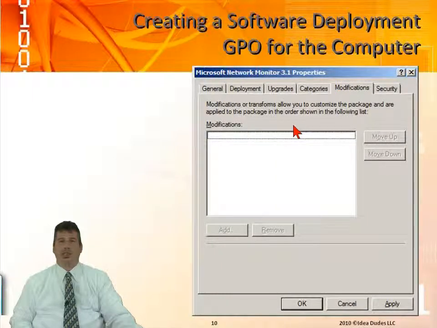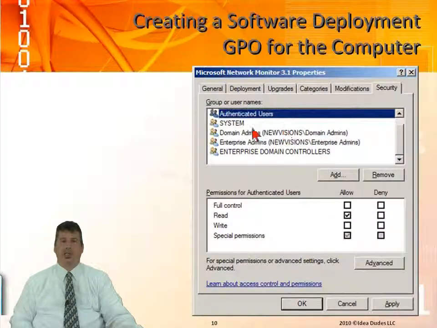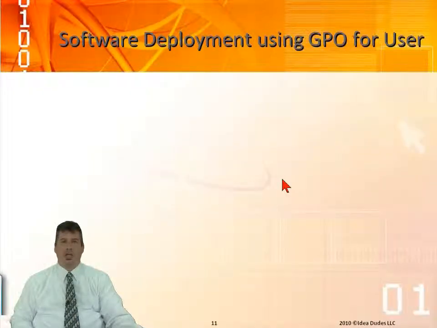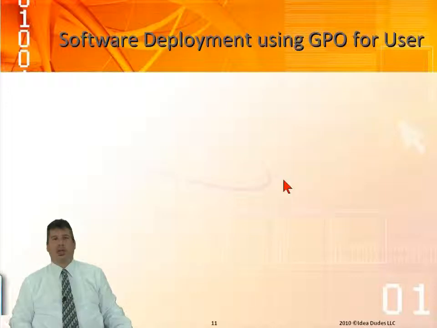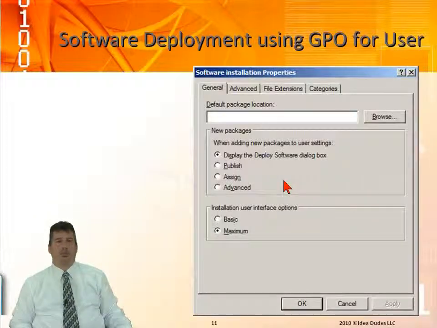Then modifications, this is where we would say the MST, and we'd be able to add in any modification packages if we had them available. And then security, we have to give the person the ability of reading and special permissions, because they need to be able to read the GPO. If they can't, then the GPO won't apply. So software deployment using GPO for the user, pretty much the same thing.